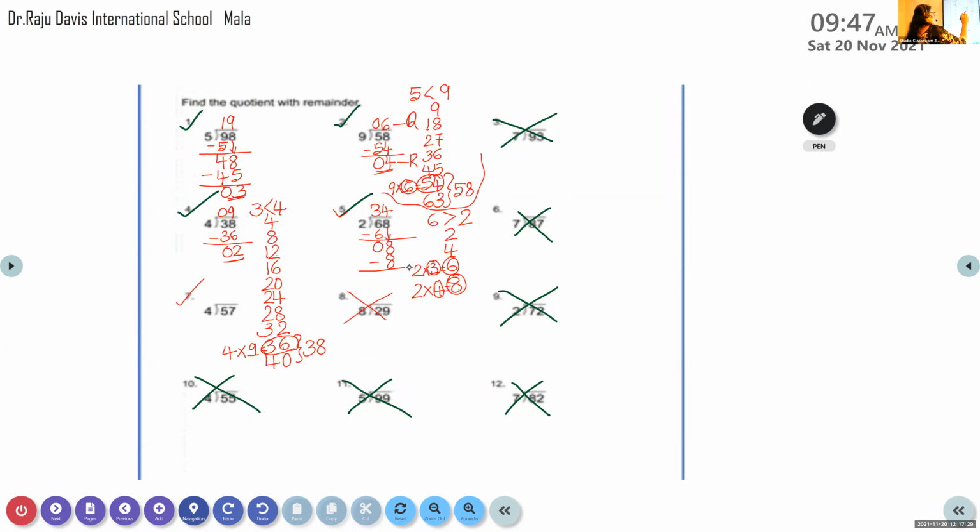Then you have to subtract. 8 minus 8 is 0. So no other number to take down. So 0 is lesser than 2 also. So what will be the remainder? 0. 0 will be the remainder. We have to stop here. 0 will be the remainder and which number is the quotient? 34. Good.